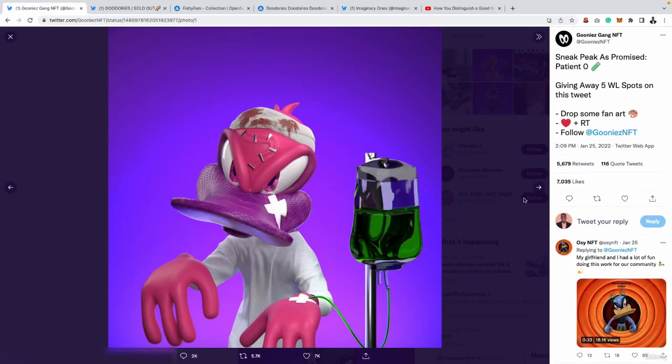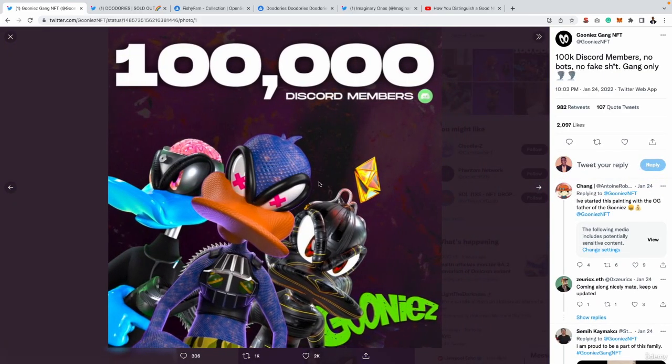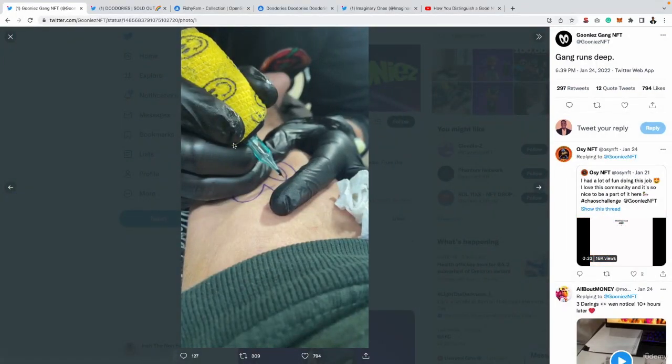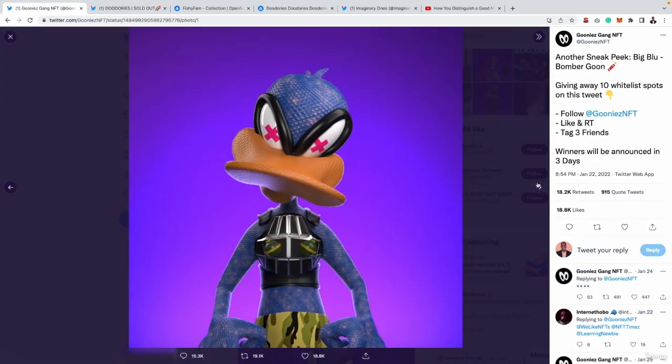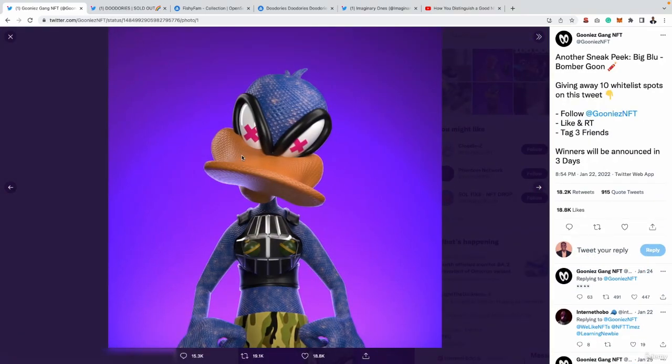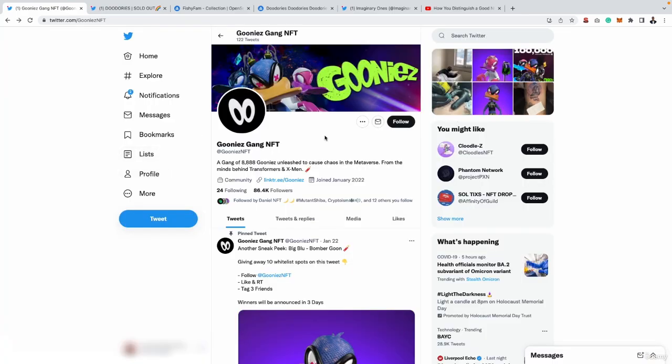If you go ahead and look at the artwork, you can see it's actually really nice. We've got this one right here, which is them celebrating hitting 100,000 members in Discord. Again, tons of hype around this. We've got some more artwork. Actually, someone getting a tattoo of one of these Goonies, which is absolutely insane. Again, another piece of artwork. You can see it looks really cool. So this project is doing really well, right?